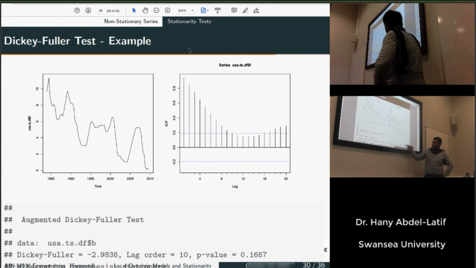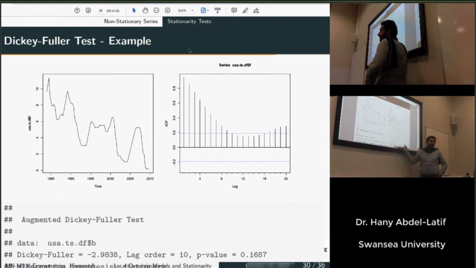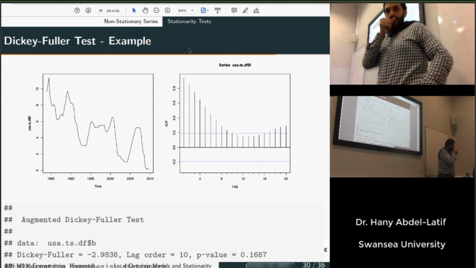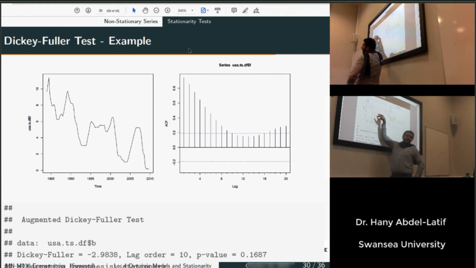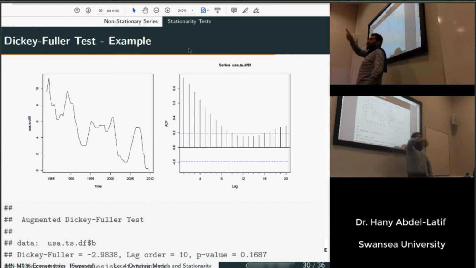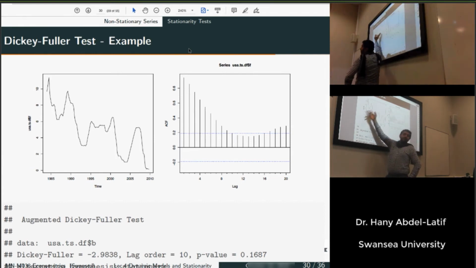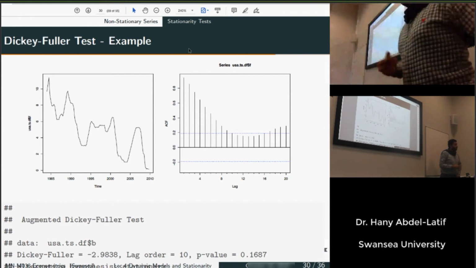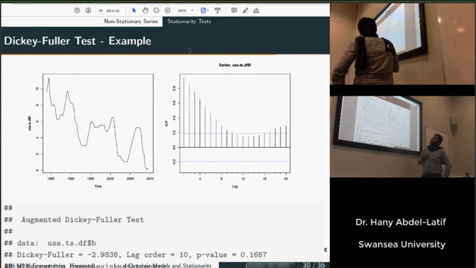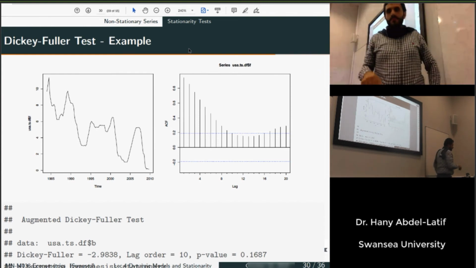So if you fail to reject, that means that the data is not stationary. Your series here has a unit root, or is non-stationary, because you cannot reject the null. Obviously, when you look at the data, it doesn't really go up and down around a constant mean at all. It actually has a kind of trend here. So obviously it's not a stationary series.